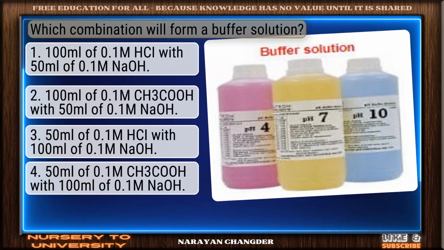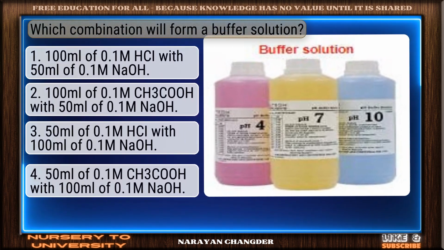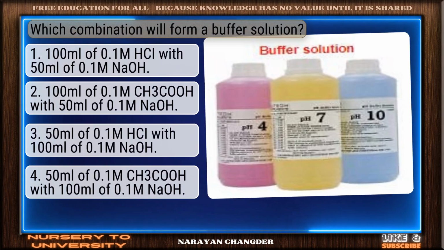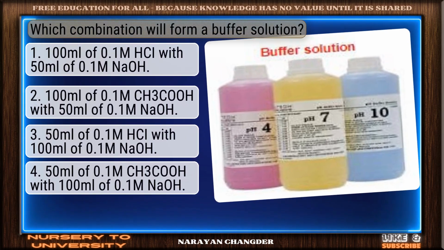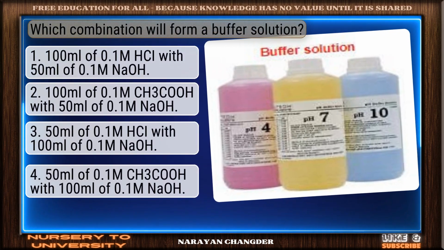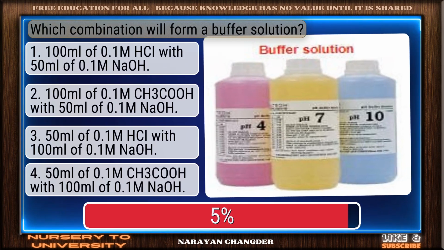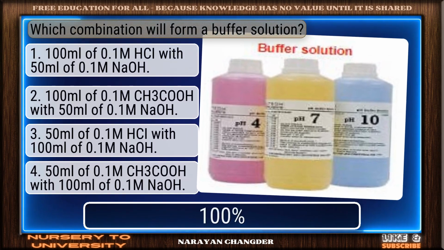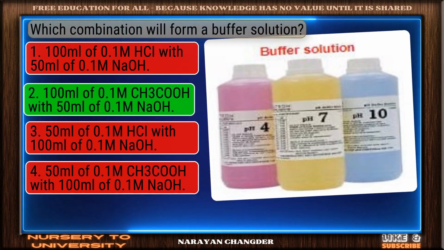Which combination will form a buffer solution? Option 1, 100 ml of 0.1 HCl with 50 ml of 0.1 NaOH. Option 2, 100 ml of 0.1 CH3COOH with 50 ml of 0.1 NaOH. Option 3, 50 ml of 0.1 HCl with 100 ml of 0.1 NaOH. Option 4, 50 ml of 0.1 CH3COOH with 100 ml of 0.1 NaOH. Perfect choice, 100 ml of 0.1 CH3COOH with 50 ml of 0.1 NaOH.